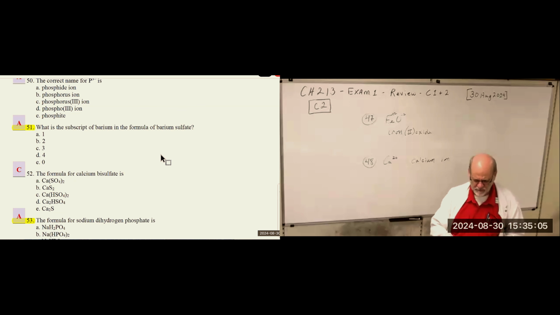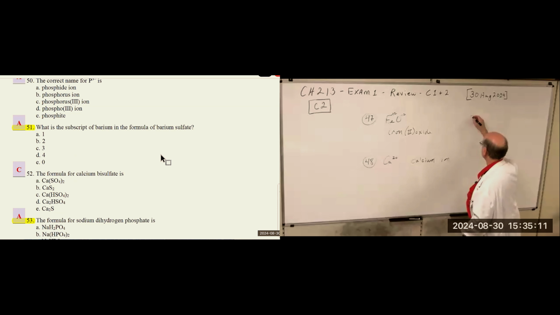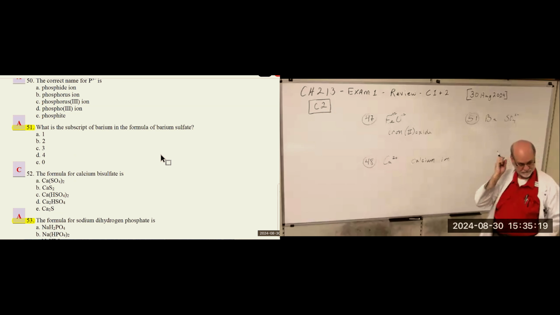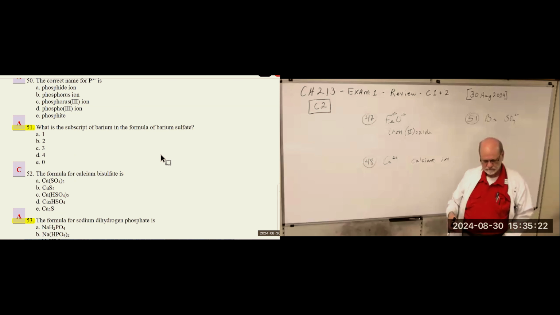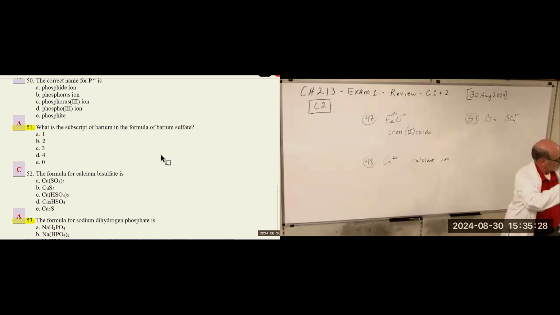All right, what's the subscript of barium in the formula of barium sulfate? This is 51. Barium sulfate. So we have barium. Sulfate is a polyatomic ion. We know it's a 2- charge because you can look it up on your chart. And calcium is an alkaline earth, so it has to be a 2+. And barium is an alkaline earth. It's 2 steps below calcium, so it's still a 2+ charge. So all we need is one of these and one of those, and it's balanced. So what's the subscript of barium? We don't write it, but it's there. 1.